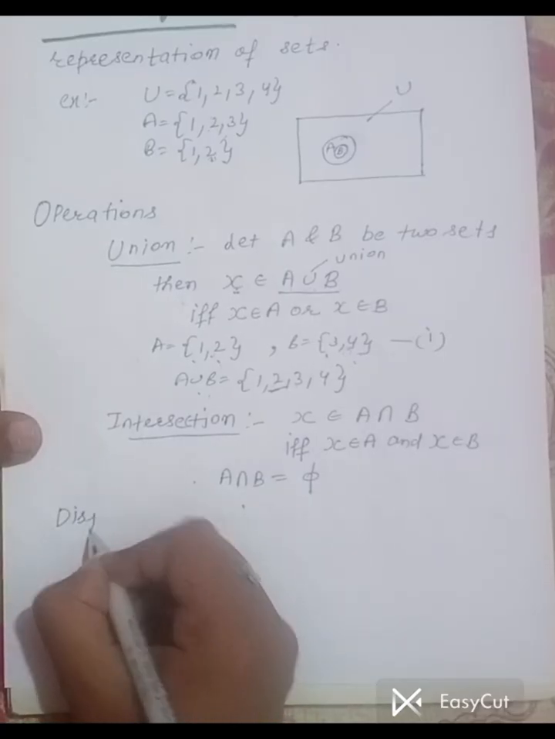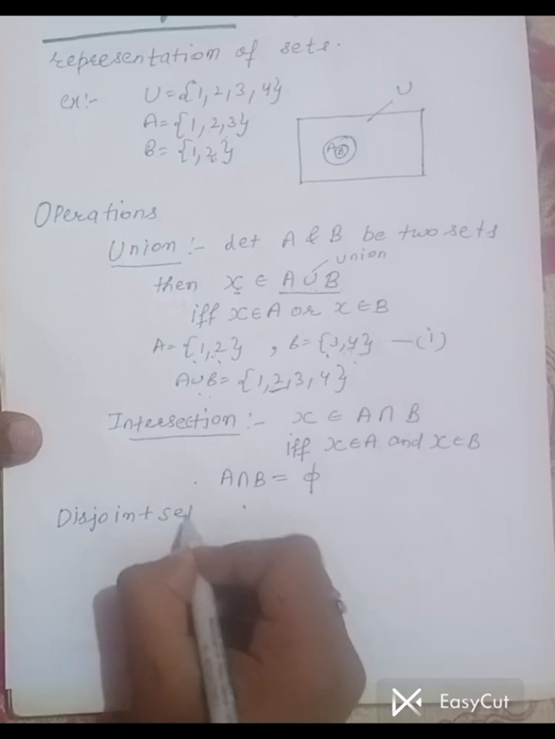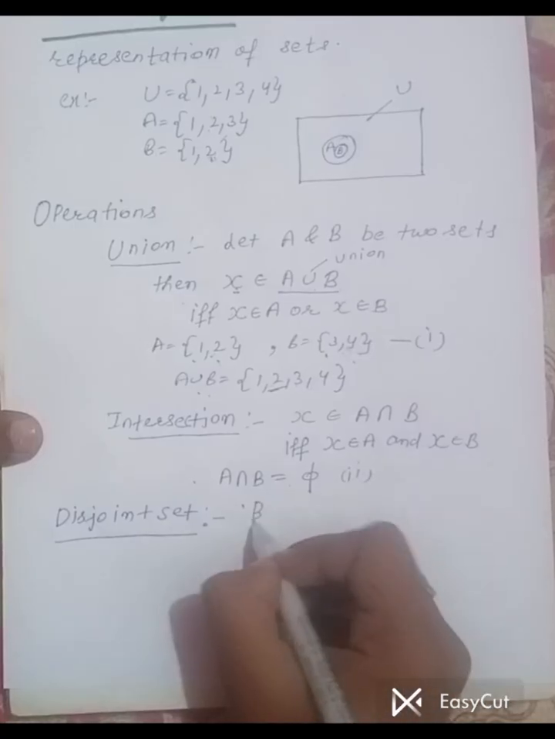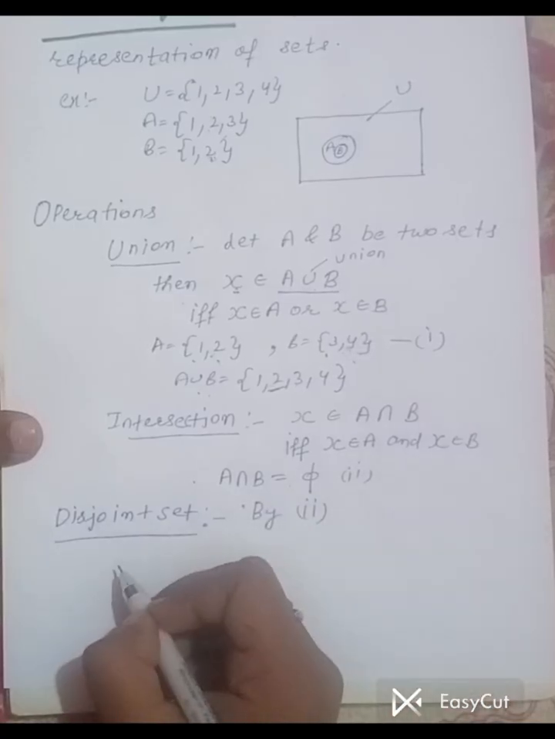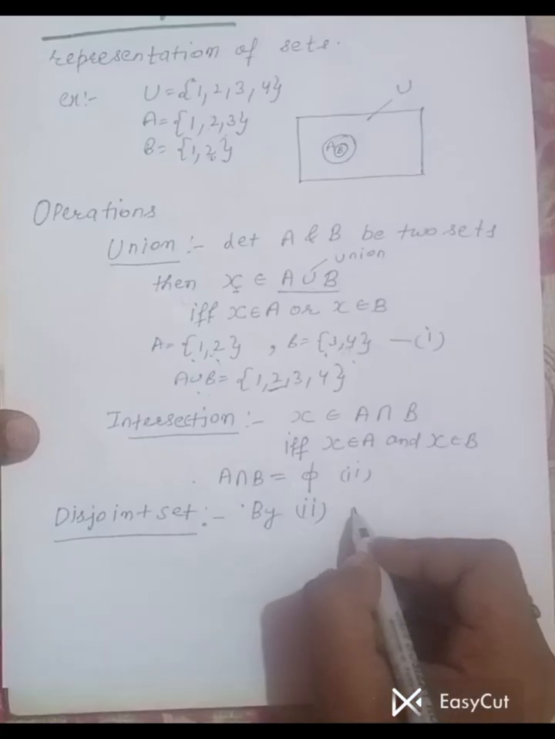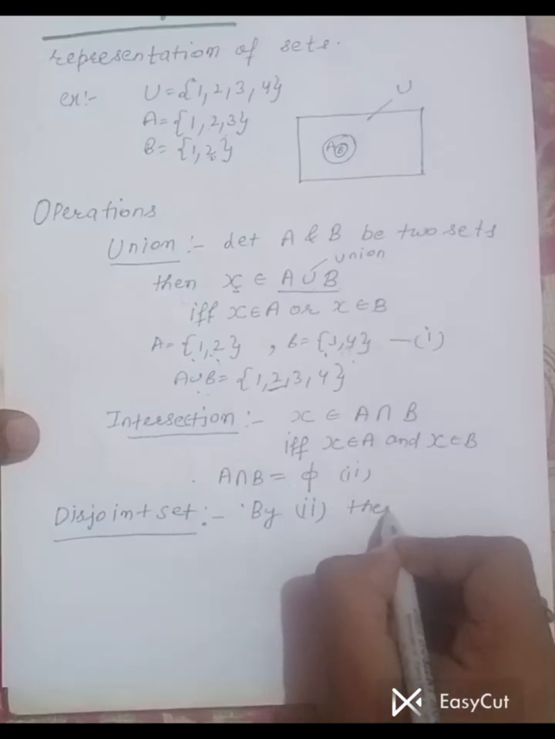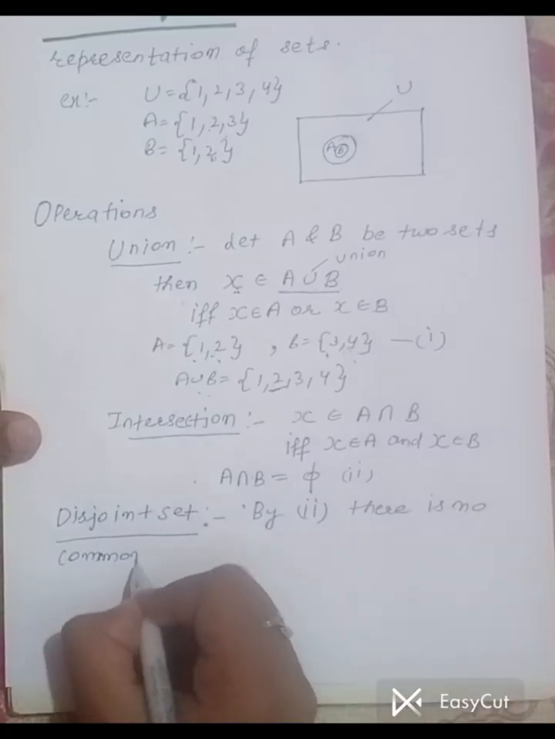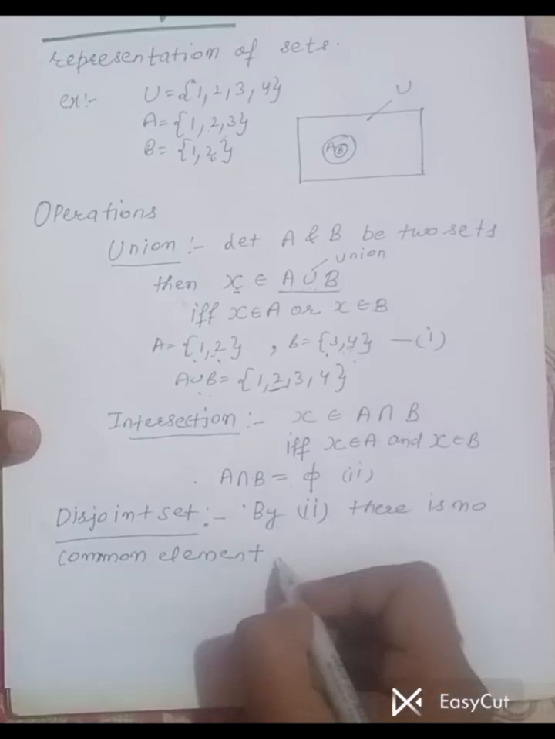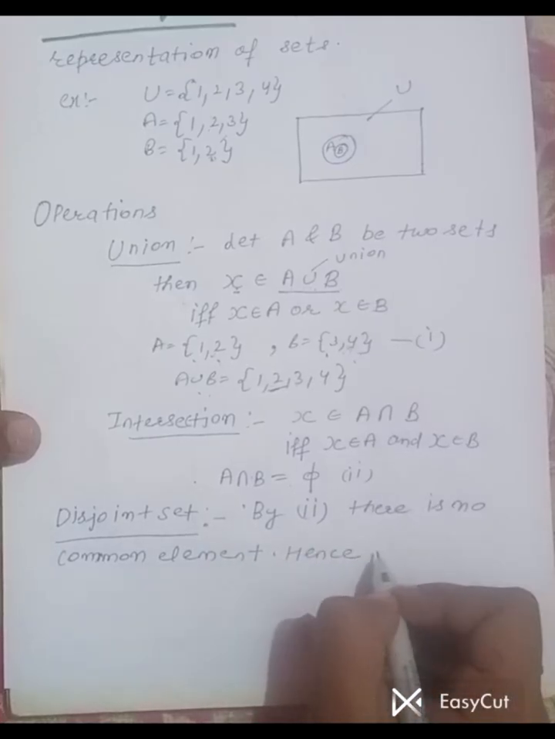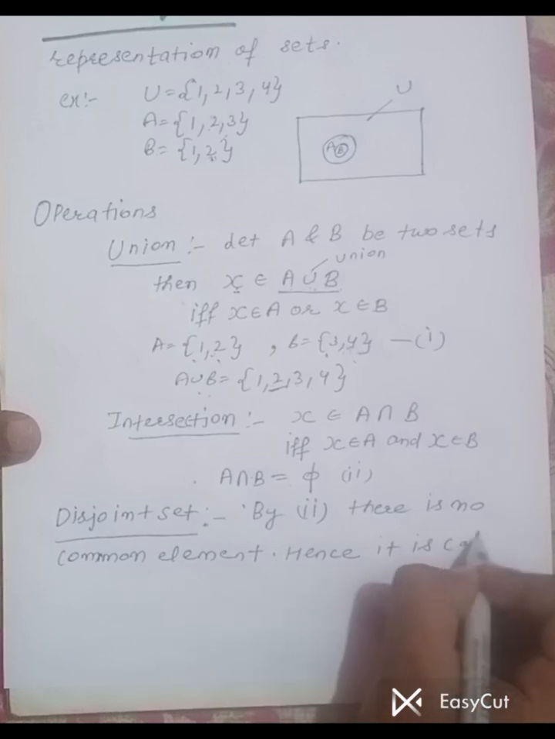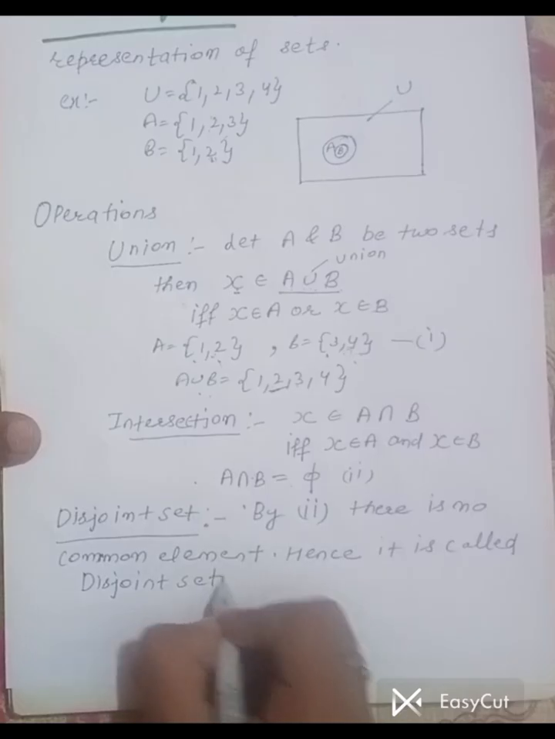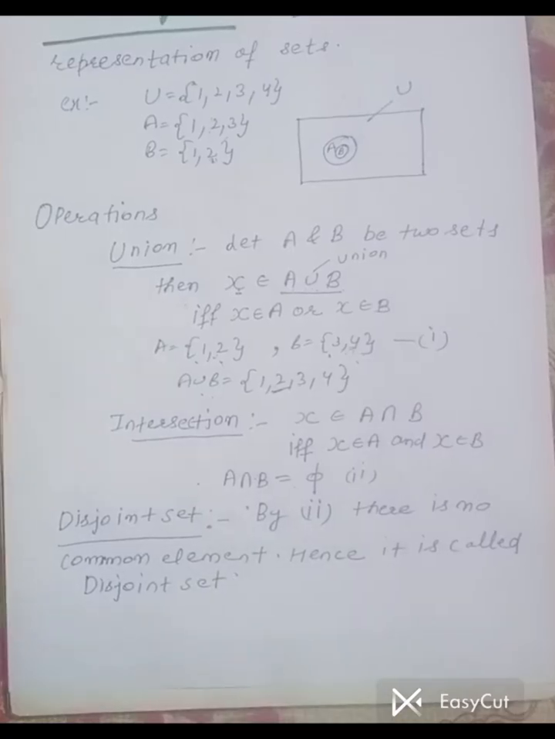There is a different term, disjoint sets. As we can see here, there is no common element. Hence, it is called disjoint. So the disjoint sets are the sets with no common element.